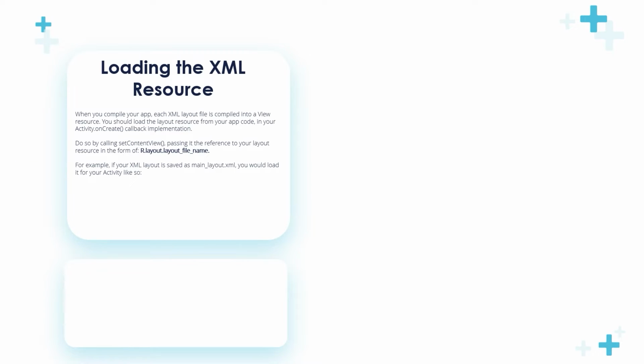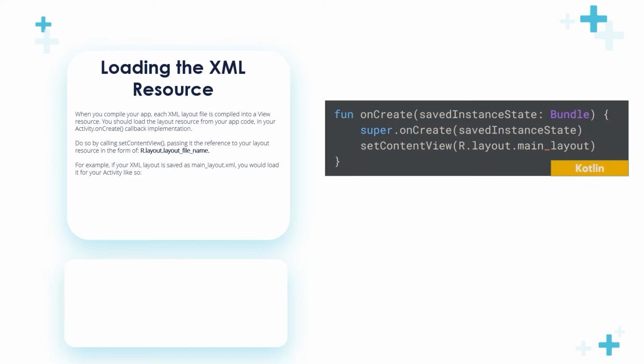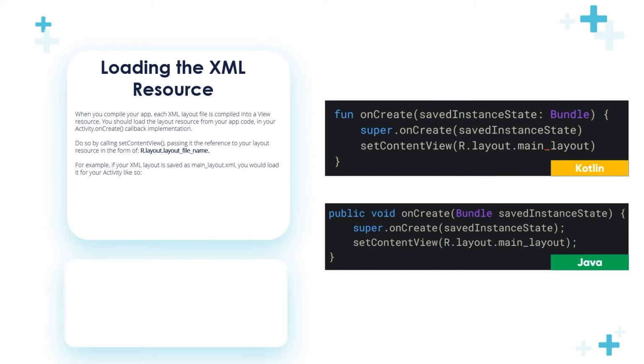So, for example, if your XML layout is saved as main_layout.xml, you would load it for your activity like this. In Kotlin, in the onCreate method, we set the content view to R.layout.main_layout, and in Java, we set the content view in the same way, R.layout.main_layout. So we set the content view method to the layout that we've created in the layout resources folder, inside the onCreate function in Java and Kotlin.